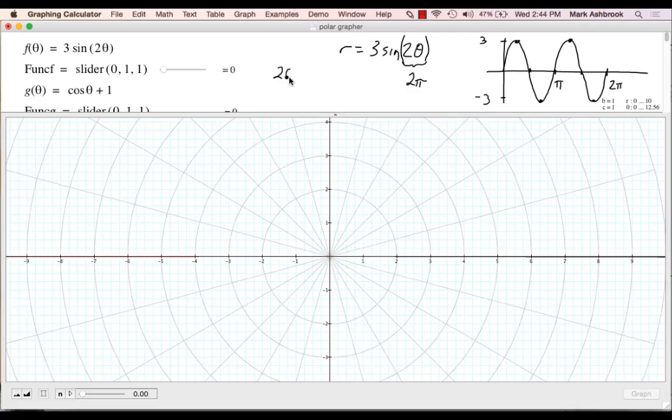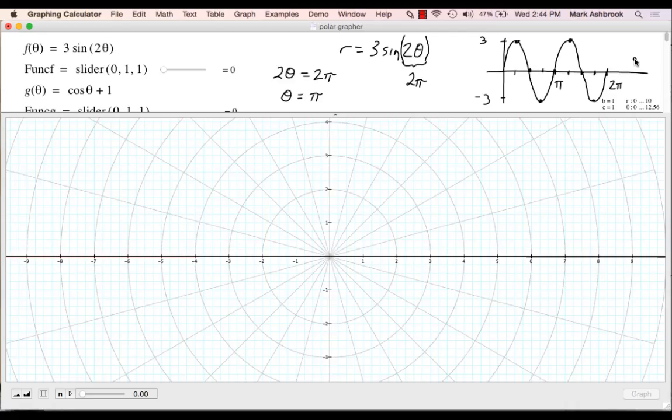Therefore, when 2 theta reaches 2 pi, because it's a sine curve, this is going to start over. That means when theta reaches pi, this thing's going to keep starting over every time theta reaches pi. So I took pi and divided it up into 4: pi over 4, pi over 2, 3 pi over 4, pi, etc. And I went ahead and drew 2 cycles of it, all the way to 2 pi. So we get two full periods from 0 to 2 pi.